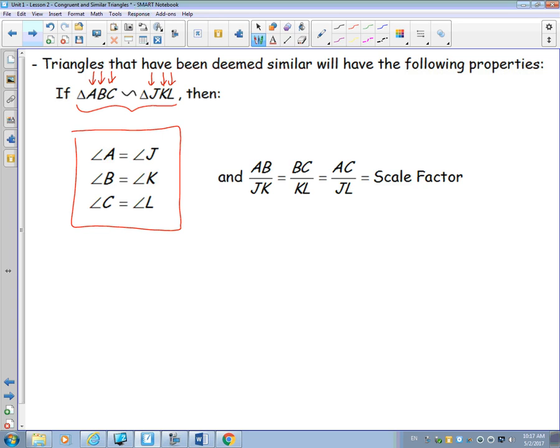We also know that there are proportional sides. There's fractions. In particular, the first 2 letters, AB, have to go with JK. That's this one. BC would have to go with KL. That's this one. And AC has to go with JL. That's this one. And every single time when we divide that, we'll get our scale factor. Now this idea right here is pretty important for us, because if I put some numbers in there, I can actually solve for other parts and pieces using the idea of the scale factor.